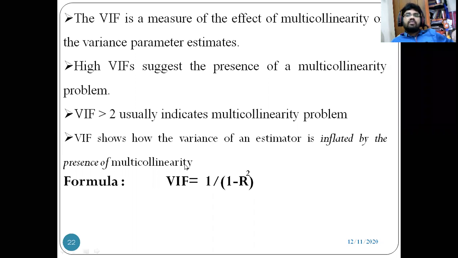So the VIF value we will get in EViews software. But if you run other models, for example in Excel, you may not get VIF values, but you will get the R square value. On the basis of the R square value, you will find out the variance inflation factor value, how much the VIF value is.